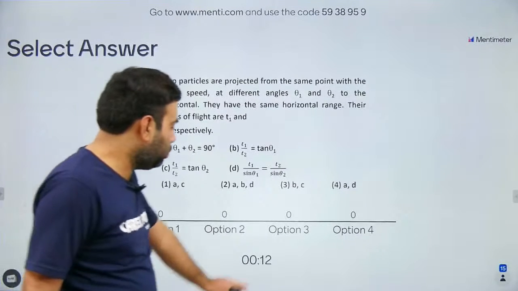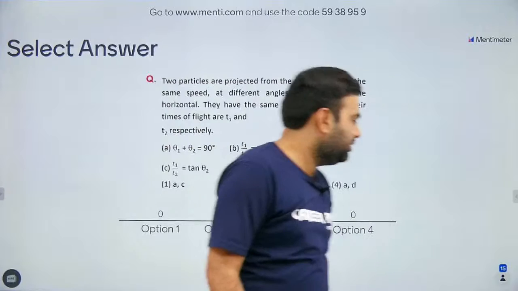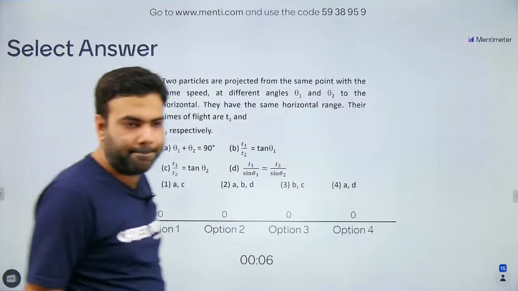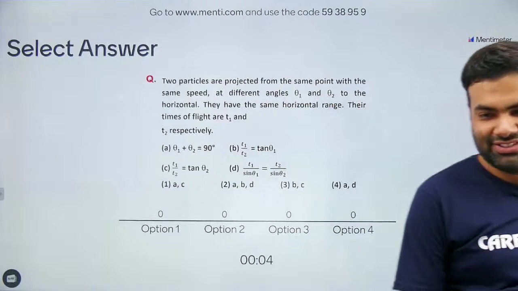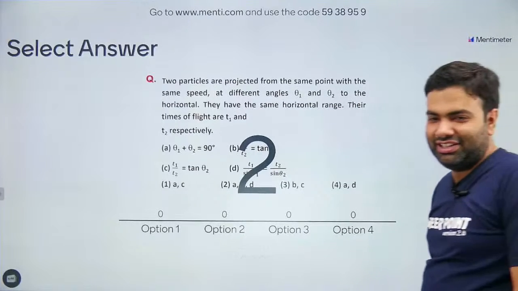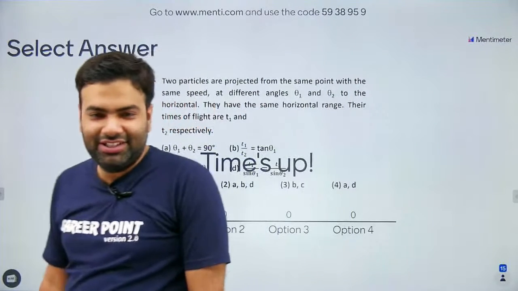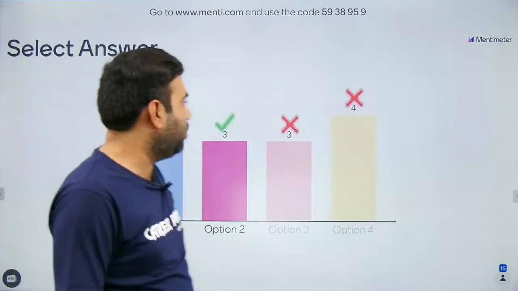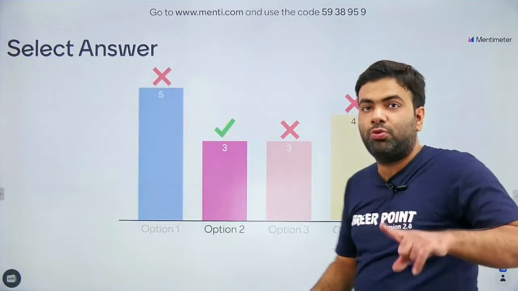We have only 12 seconds remaining, and 15 students have answered. That's very good. Giriraj says he selected the wrong answer by mistake. Hello Shubh. Beta, you don't have to answer here on the chat. You should answer in Menti.